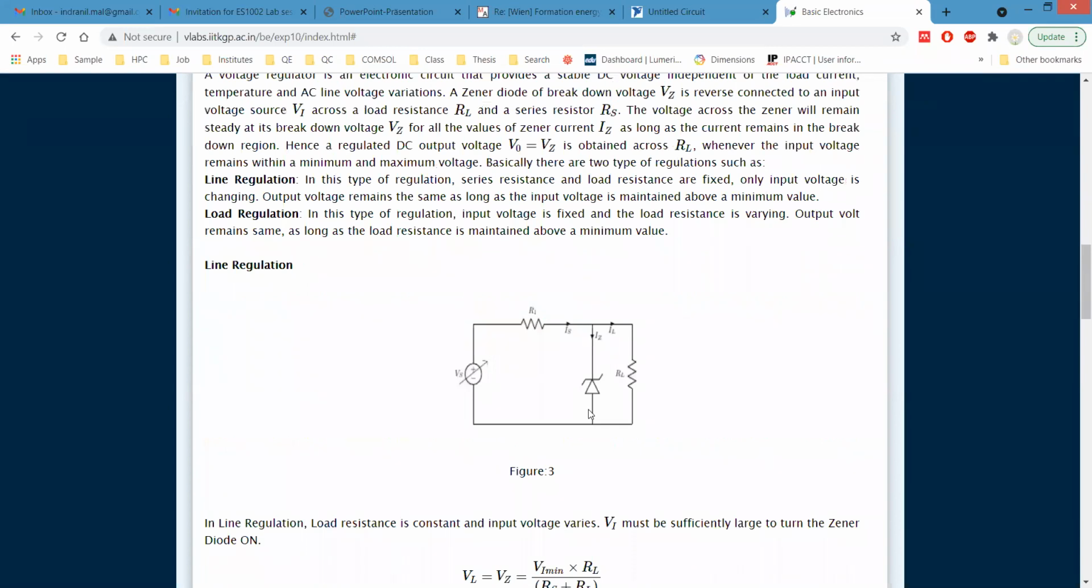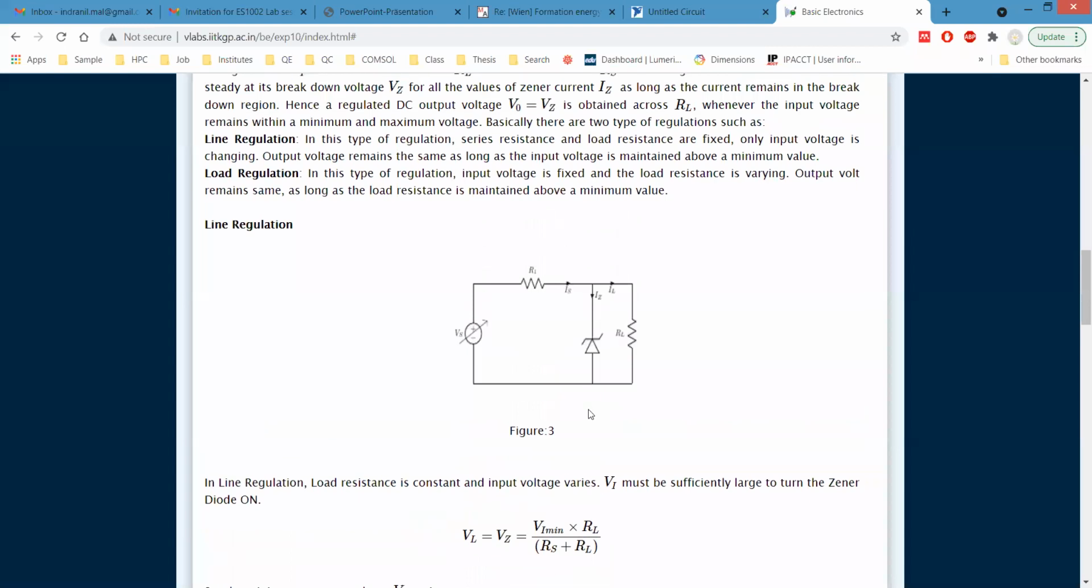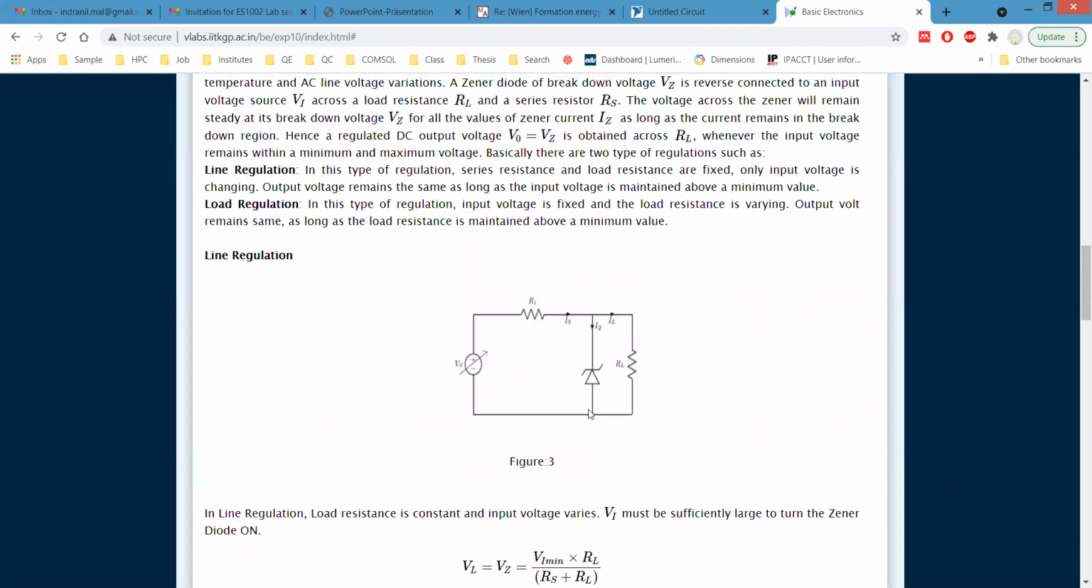After checking the characteristics of the Zener diode, we will study the most important, direct application of it: the Zener diode as a voltage regulator. A voltage regulator is a device where, even if we change the input or the load, the voltage across it stays the same. There will be two kinds of changes. If you change the input voltage, there will be no change in the output voltage.